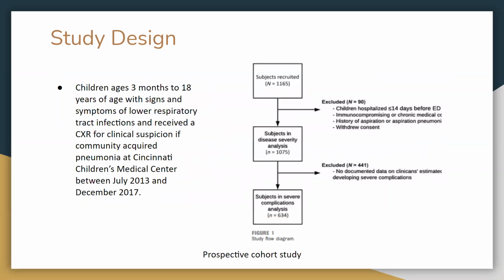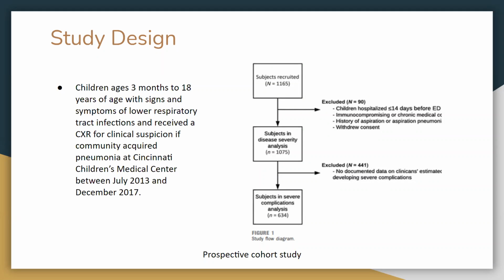So here we go. This is a study design. It was conducted at Cincinnati Children's Medical Center between July 2013 and December 2017. They selected children who presented to the emergency department, ages 3 months to 18 years, that had signs and symptoms of lower respiratory tract infections, as well as a clinical chest x-ray that was suspicious for community-acquired pneumonia.